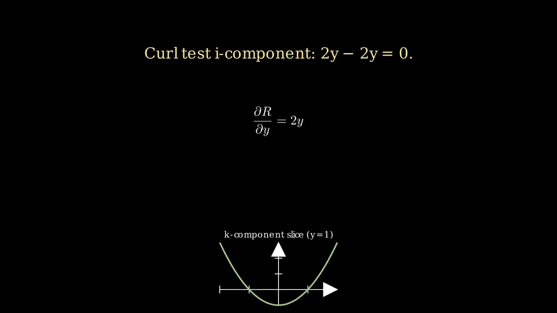For the i component, partial of R with respect to y: the 3xz squared part has no y, so it vanishes, and y squared differentiates to 2y, giving 2y. Partial of Q with respect to z: the x squared part has no z, so it vanishes, and 2yz differentiates to 2y, giving 2y. Subtracting, 2y minus 2y equals 0.